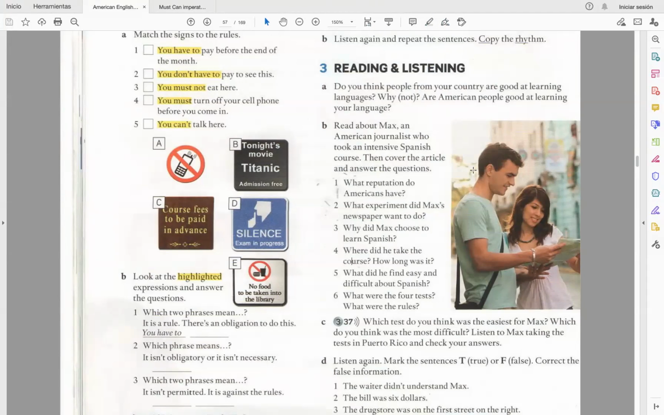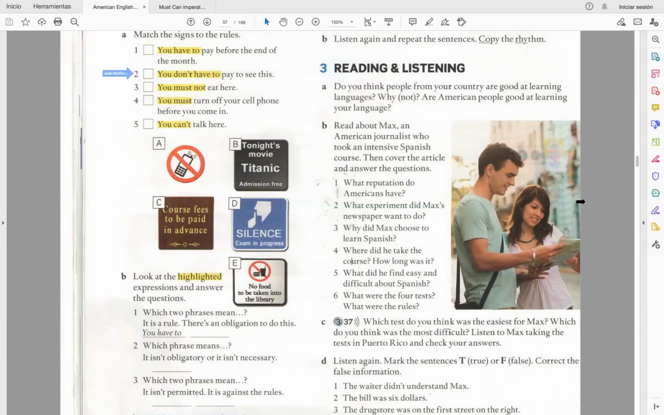All right. So first we need to match the sentences, okay, the obligations, prohibitions, etc., with the corresponding sign. That's the first part of the activity. So what about number one? Janita, you begin. You read number one and you mention the sign. You have to pay before the end of the month. Is the letter C. Perfect, very good. What is that? Obligation, prohibition, suggestion, not necessary. Obligation. Perfect, very good.